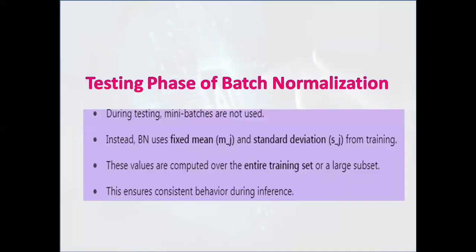Now the testing phase of batch normalization. During testing or inference, batch normalization does not compute the mean and variance from the test sample. Instead, it uses the mini batch mean and standard deviation computed from the training phase or raw data subsets. This ensures consistent behavior across all test samples and prevents fluctuations caused by smaller irregular test batches. The learned scaling and shifting parameters are also applied during inference, allowing the network to maintain its learned representations while benefiting from the stabilization offered during training.